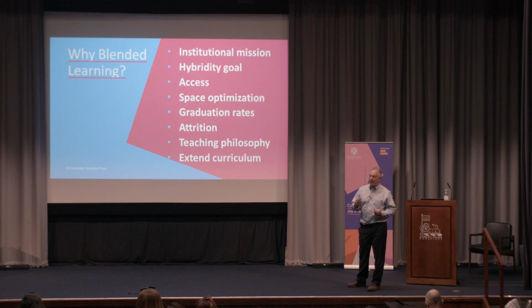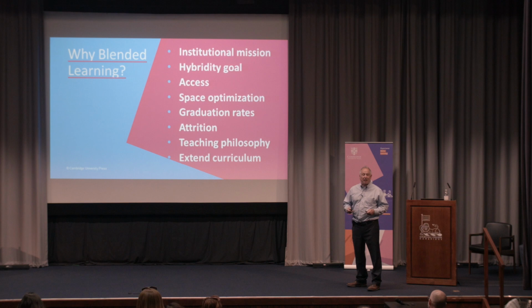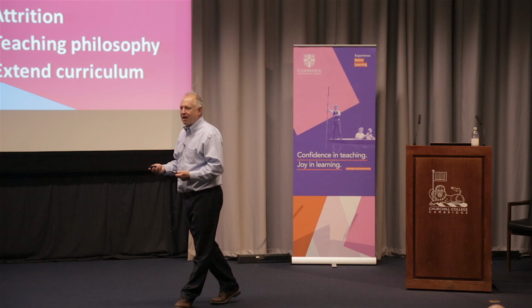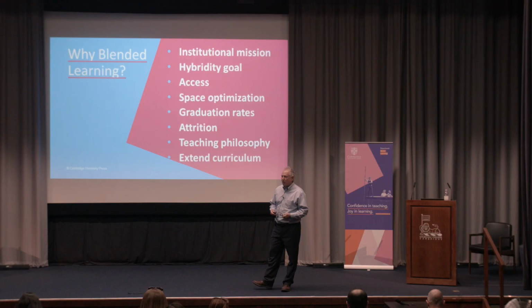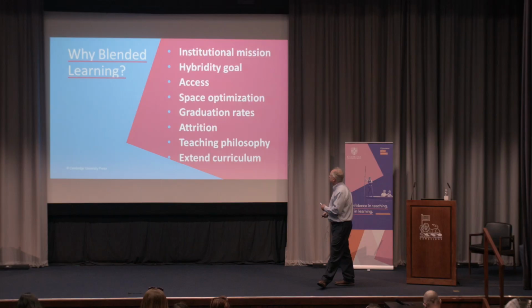In other cases, it's access. Yeah, working adults, for example, who study at night, they need a different access to materials and learning than traditional students. So online obviously provides that access. Space optimization is a huge one. You've got a university, you have a finite space in which you're teaching, you move your courses online, you have more space for more students to study, okay?